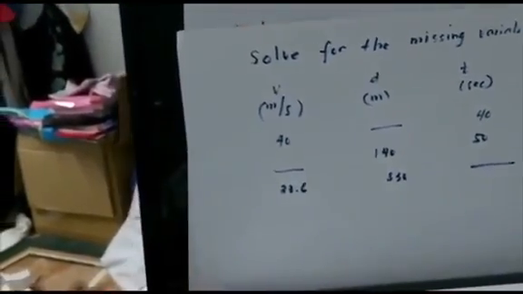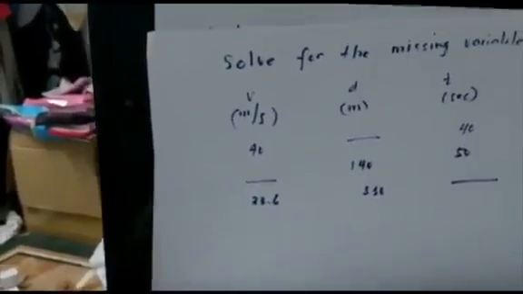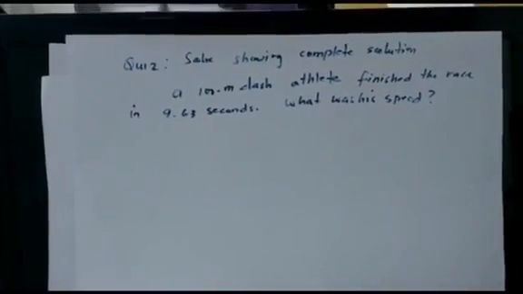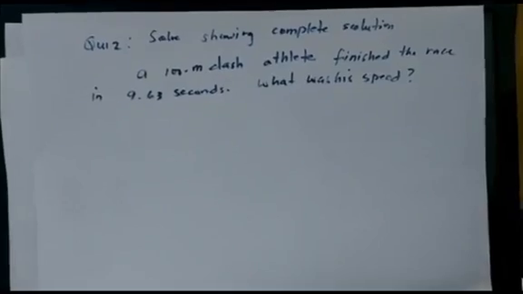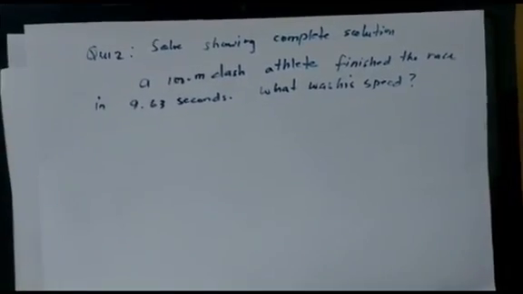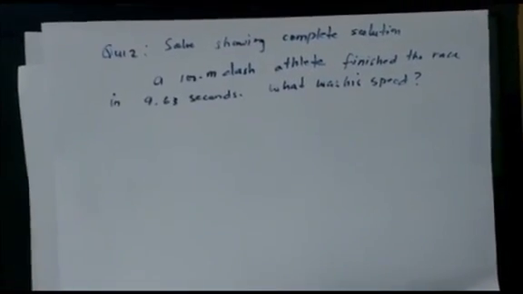And for your quiz, I want you to solve this problem. A 100-meter dash athlete finished a race in 9.63 seconds. What was his speed? Please present your answer in a complete solution the way we solved it in the practice problem today.